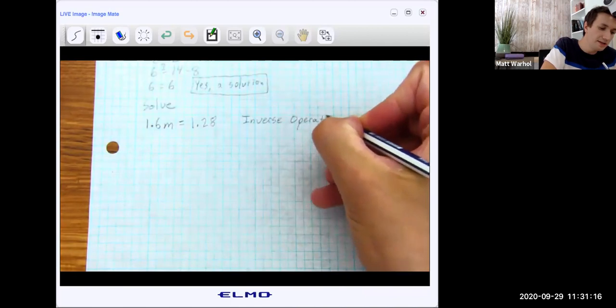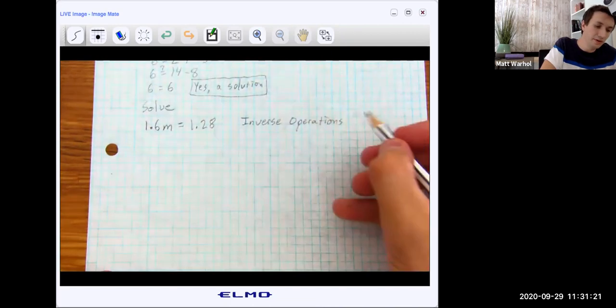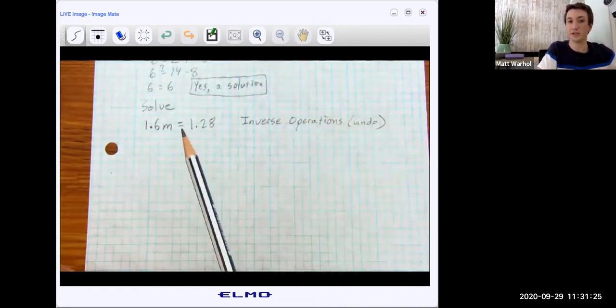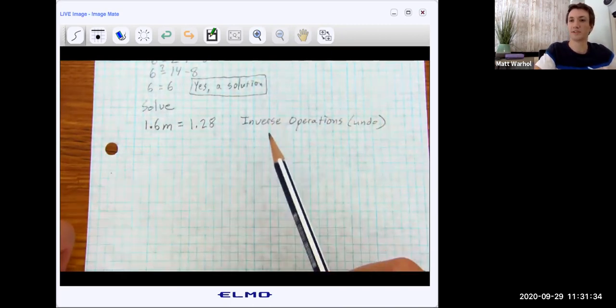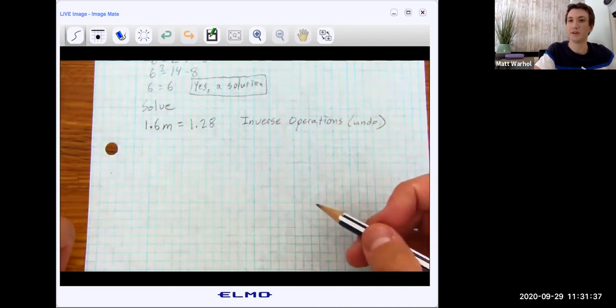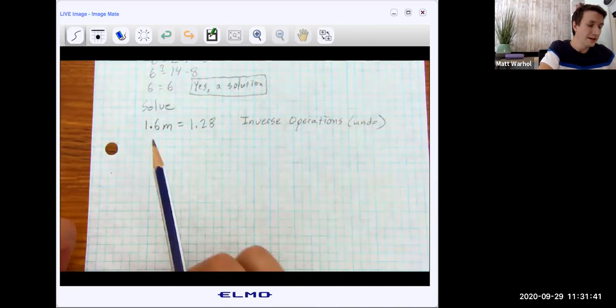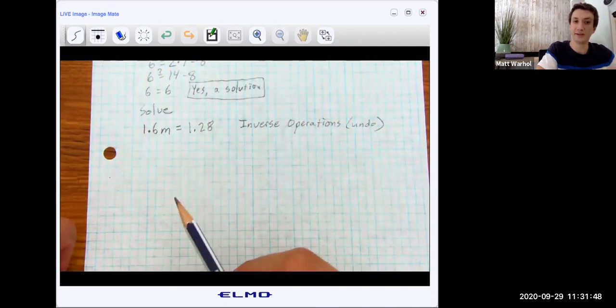Inverse operations mean that we want to undo. You can write over here, undo. I want to undo everything going on in this equation. And if we do that, we're kind of working backwards, and we'll get to whatever number needed to be there in the first place. So inverse operations are the opposite of the operation that's happening right now. So like addition, subtraction, multiplication, division, that kind of stuff. To start, I always find my variable because I want to get the variable all on its own. I want to isolate it on one side of the equation.